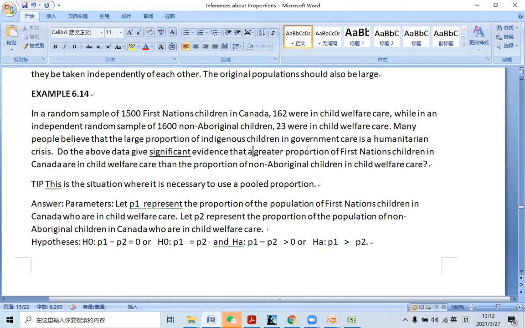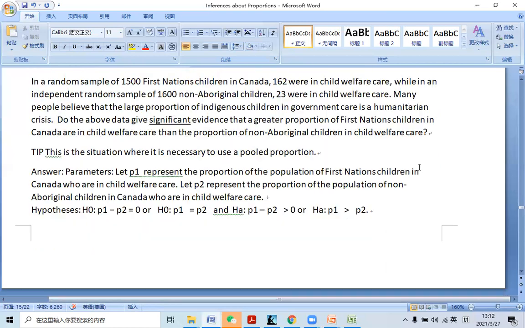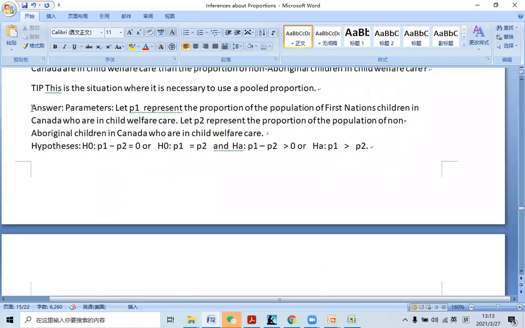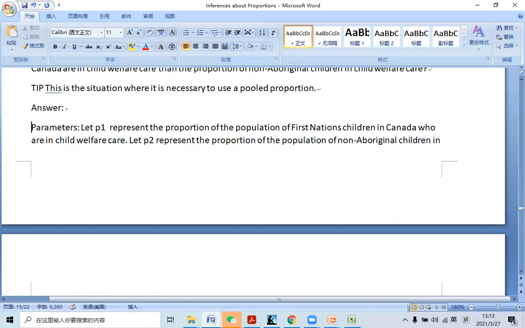Statistically significant evidence. A greater proportion of First Nation kids in Canada are in child welfare care than the proportion of non-Aboriginal children in child welfare care. So your question is about the proportions between Aboriginal kids and non-Aboriginal kids in child care. Do these two proportions differ from each other in a significant way? Let's look at how we solve this problem.